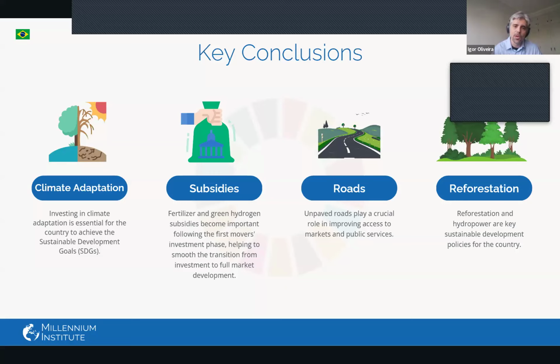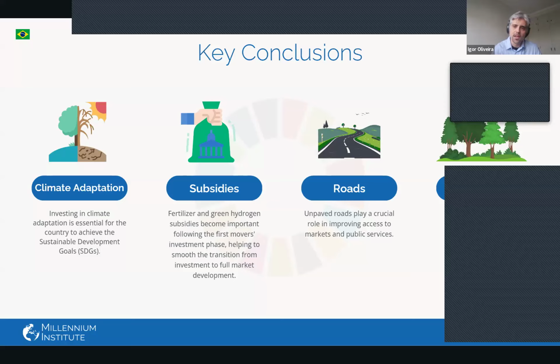We saw that, surprisingly, unpaved roads still play a crucial role in Brazil in improving access to markets, from farmers to markets and from population to public services. So making sure these roads are well maintained is very important to maximize SDG performance. The last point was about reforestation. We also had a point about hydropower being still an important area for improvement. There is the possibility of revamping the hydro plants. That would be really important in the energy mix.